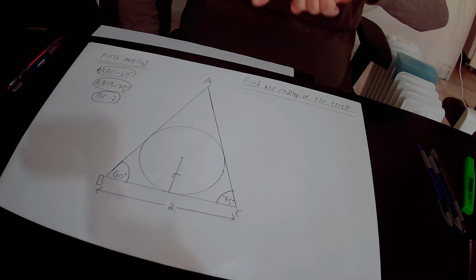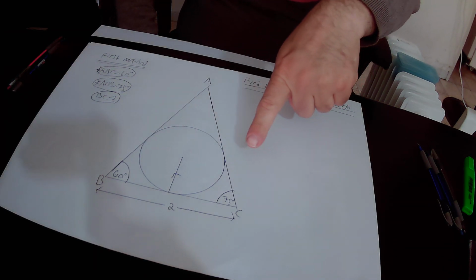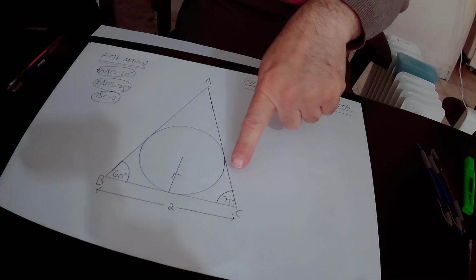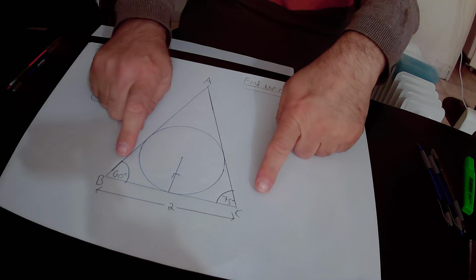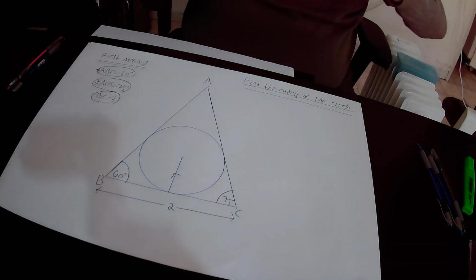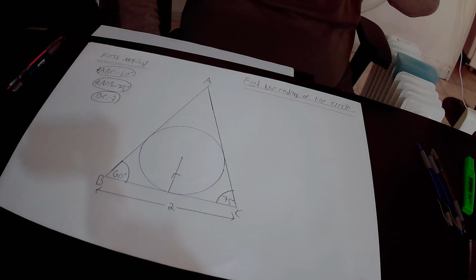In addition, we know that this angle ABC equals 60 degrees. This is angle ACB that is equal to 70 degrees in its size. And side BC equals 2 units in its length. Again, our mission is to find out the radius R of this circle.